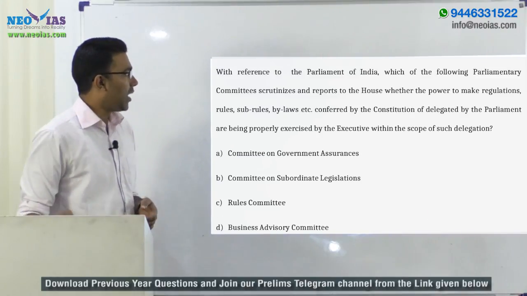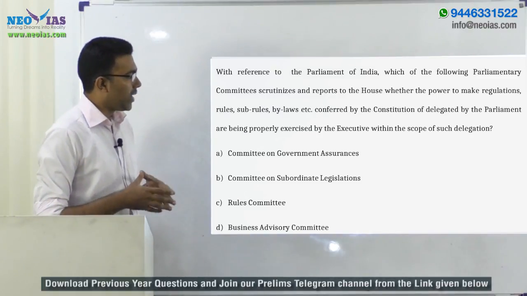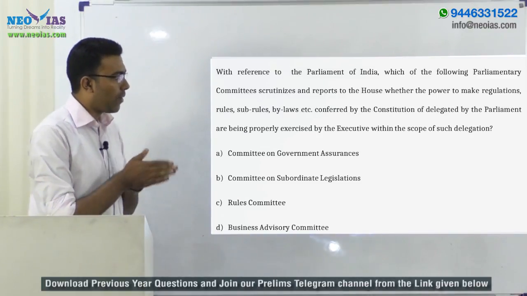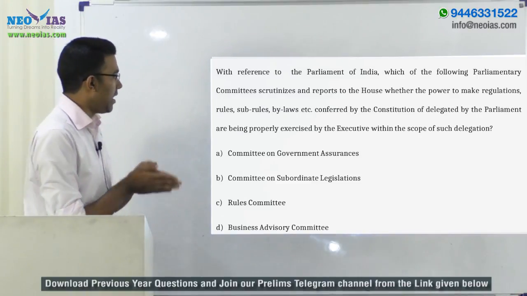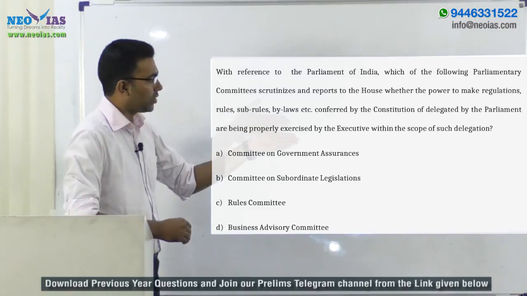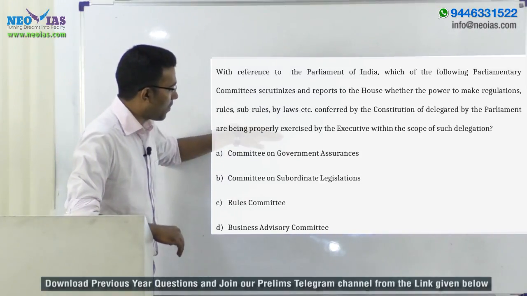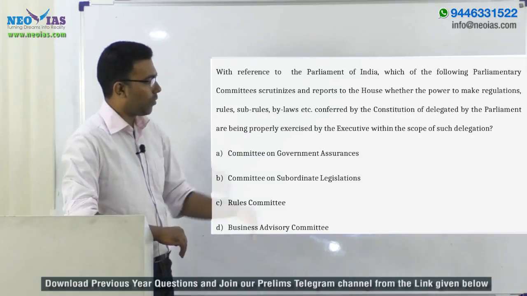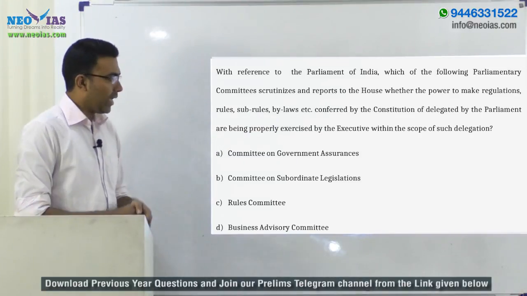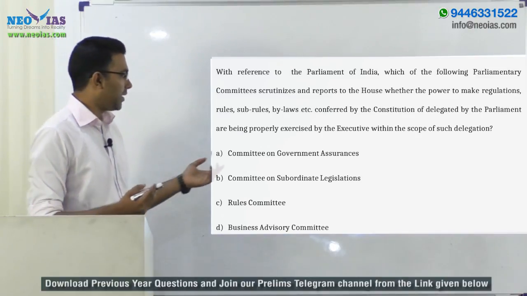Now, with reference to the Parliament of India, which of the following parliamentary committees scrutinizes and reports to the House whether the power to make regulations, rules, sub-rules, bylaws, etc. conferred by the Constitution or delegated by the Parliament are being properly exercised by the executive within the scope of such delegation? Again, if you had used your common sense, you could have answered it easily.